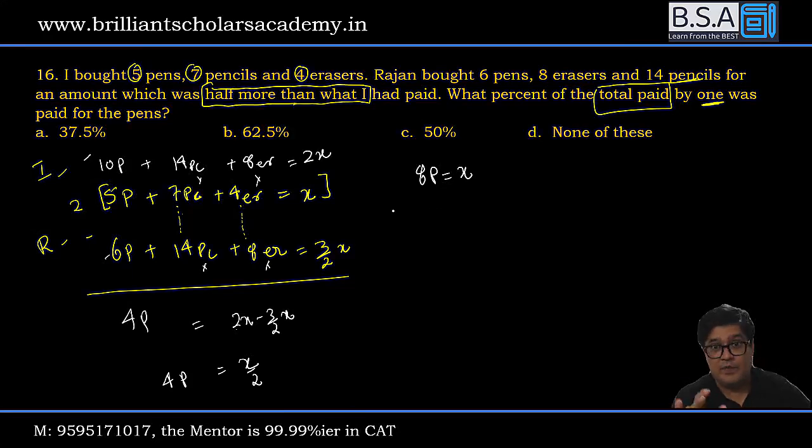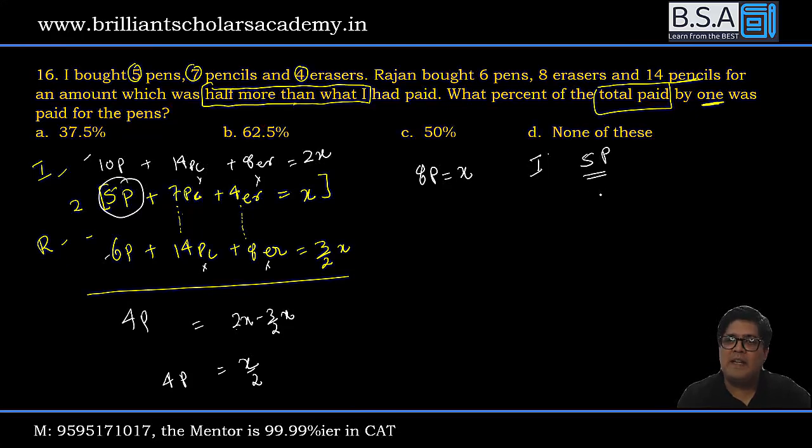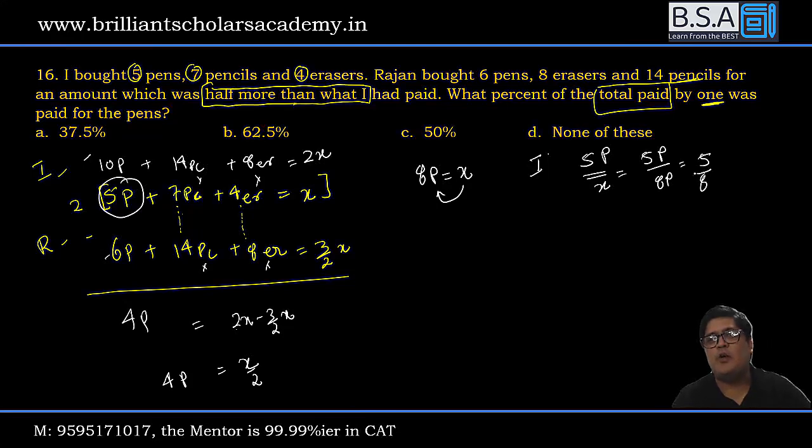Now see, what is the question? The question is, how much money did one of them pay for pens? If I'm interested in I, a person here, how much money is he paying for pens? He is paying 5p. How much total money is he paying? The total money being paid is x rupees. 5p upon x, what is x equal to? 8p. So 5 upon 8 is equal to what percentage?